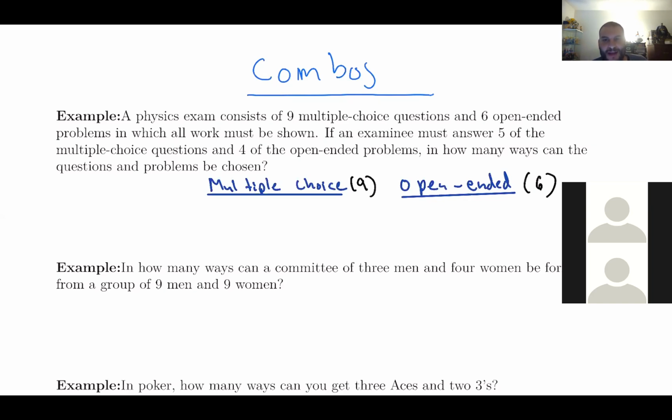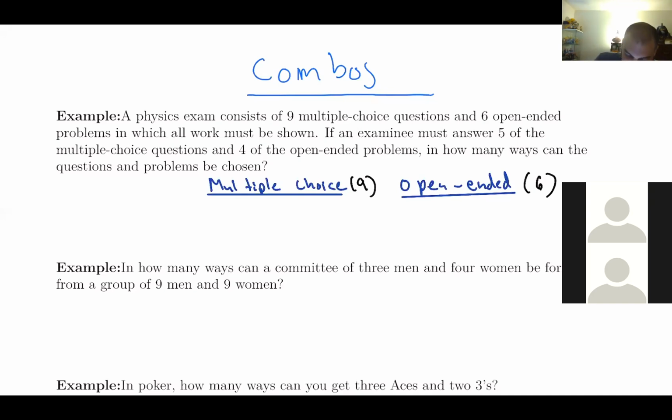So for this one, kind of think about it. You have a test and a quiz. You don't have to answer all 9 multiple choice questions. You also don't have to answer all 6 open-ended questions. For the multiple choice questions, all you have to do is answer 5 of them. For the open-ended questions, you only have to answer 4 of them.